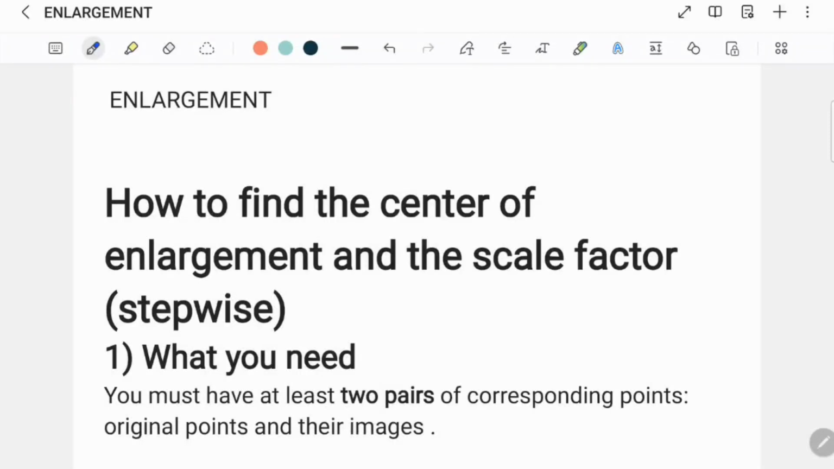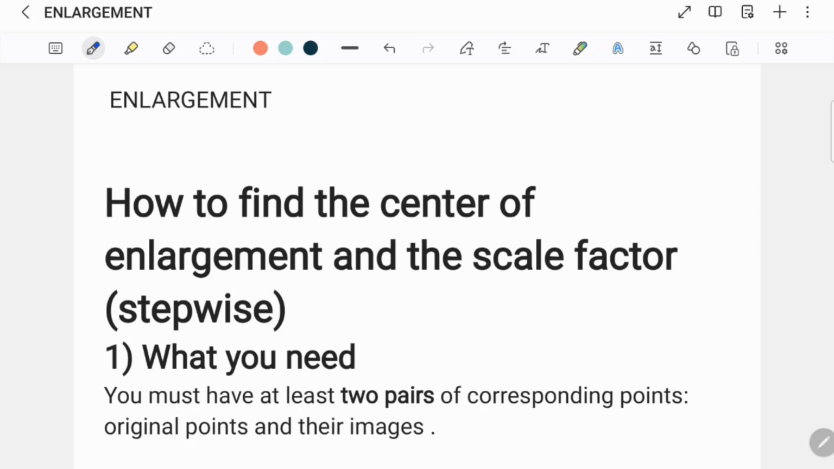Hello everyone. In this video, you will learn how to find the center of enlargement and the scale factor. You will also find out when the scale factor is positive or negative in the given diagram or figure. Watch carefully to understand how the size and the position of the image change from the object. If the sizes are different, then it means it's an enlargement.